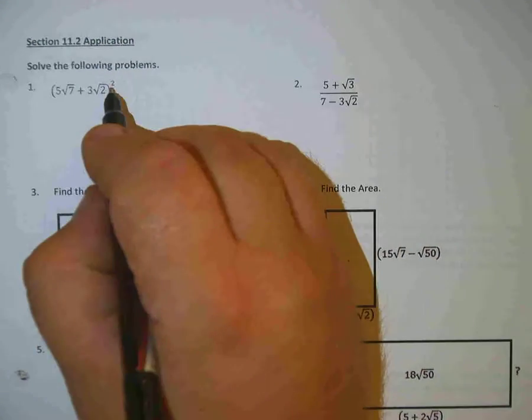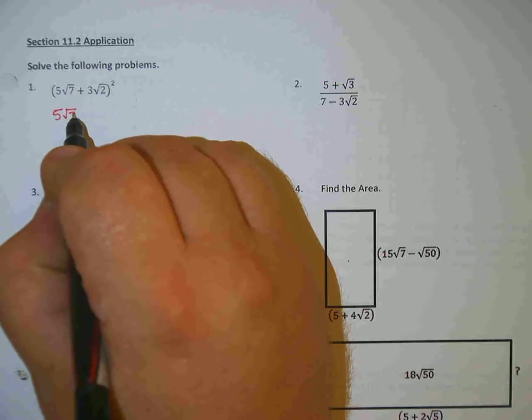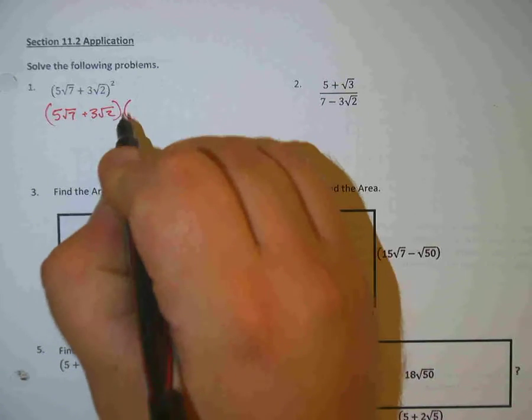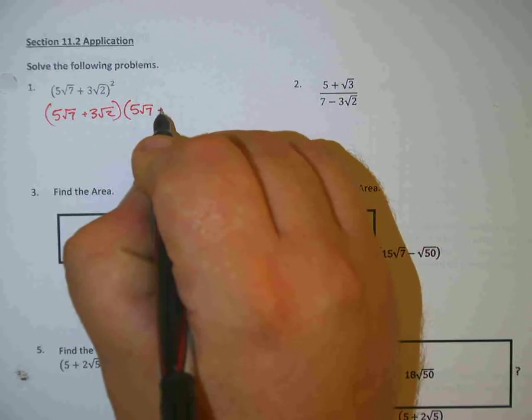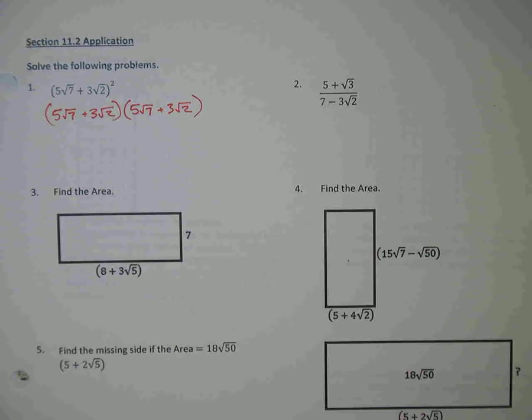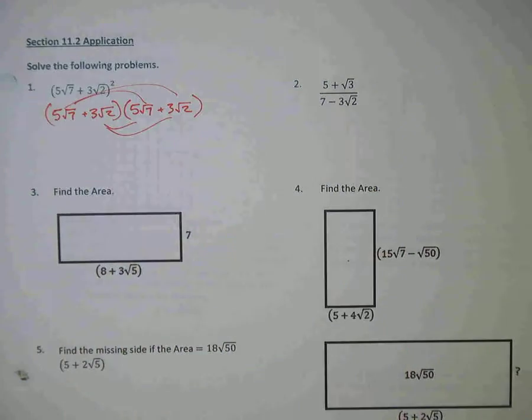If you remember, anytime you have something squared out here, that's going to be the same as 5 square root 7 plus 3 square root 2 multiplied by 5 square root 7 plus 3 square root 2. Treat that just like you would a polynomial. So think about it as multiplying two binomials together, FOIL. I think you can do that. I just wanted to help you get that set up.